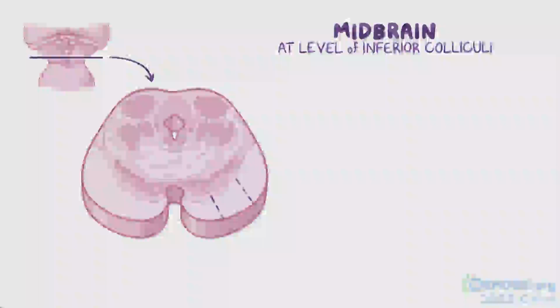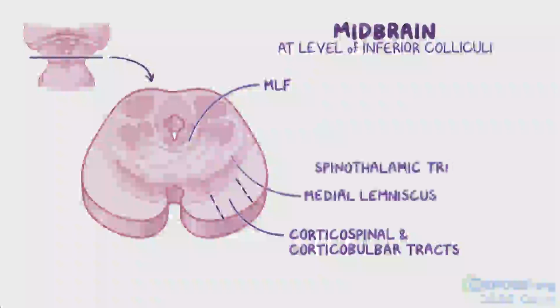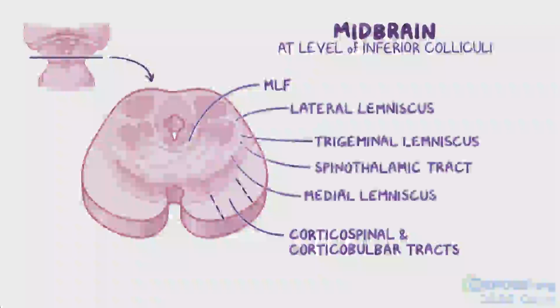Moving to the motor tracts, these are the MLF, anterior to the trochlear nucleus, and the corticospinal and corticobulbar tracts, found within the middle third of the crus cerebri. Lastly, the sensory tracts are positioned on the lateral sides of the tegmentum, behind the substantia nigra. Starting ventromedially, these are the medial lemnisci, the spinal thalamic tracts, the trigeminal lemnisci, and the lateral lemnisci.